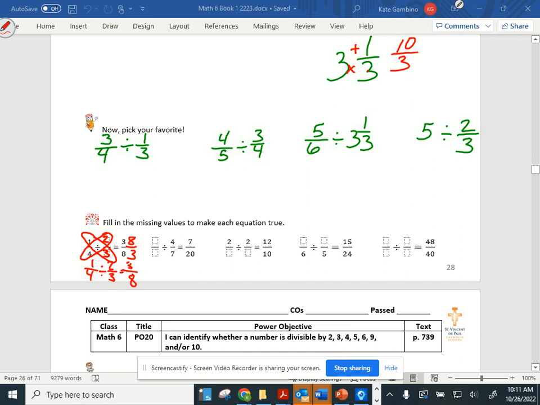You really have to stop and think about these ones because it's not multiplying straight across. So stop and think about it. It's going to take a little bit of our brain power. Do we have questions on how to do that? Okay. So you are going to work quietly.